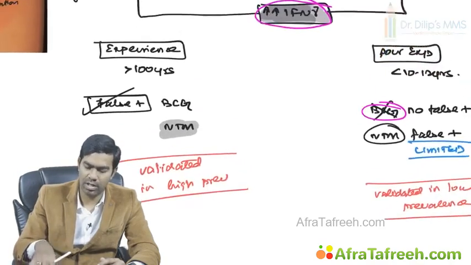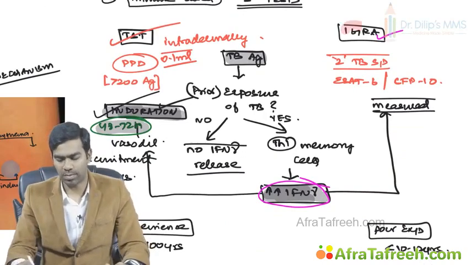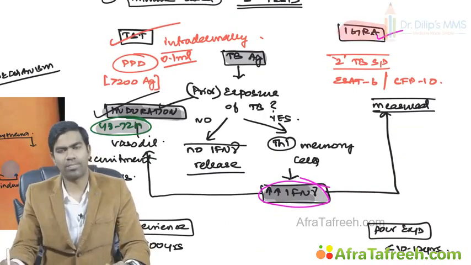So that is the reason why RNTCP currently endorses only the use of TST. RNTCP does not endorse the use of IGRA because the validity of this test is unknown in high prevalence nations like India. At the same time, the cost is also very high. So that is the reason RNTCP prefers only the use of the Mantoux test, that is, tuberculin sensitivity testing.